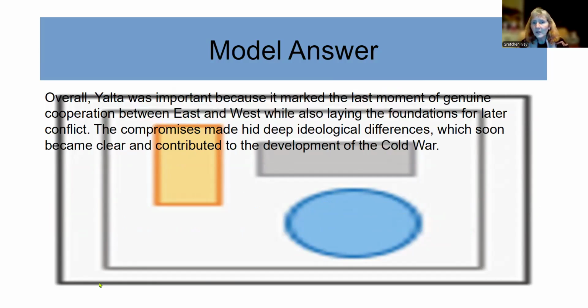Overall, Yalta was important because it marked the last moment of genuine cooperation between East and West, while also laying the foundations for later conflict. This compromise hid deep ideological differences, which soon became clear and contributed to the development of the Cold War. All right.